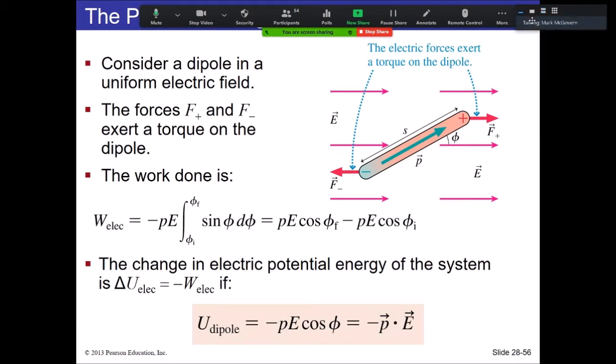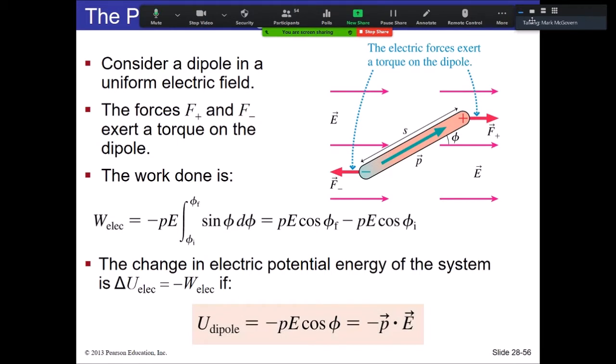So dipoles, right? We had a whole thing about dipoles when we did electric field stuff. And so we can characterize the energy of a dipole and therefore connect that to electric potential. So we'll talk about the energy. You're familiar with what we talked about before.